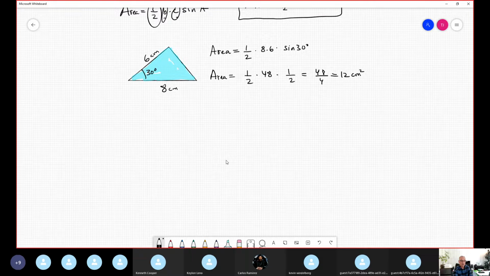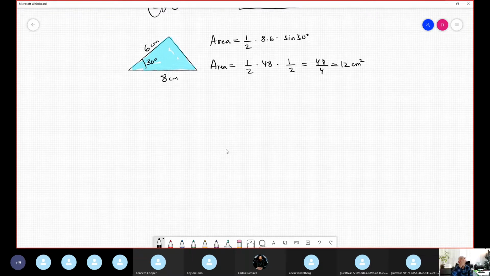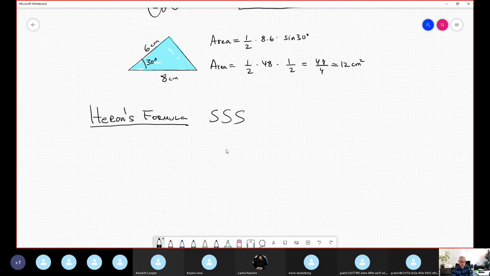Now we have another formula, a little bit more complicated. The name of that formula is Heron's formula. Heron's formula is applied when you have no information about angles. No angle. We have three sides. You need to find the area. Of course, we can manipulate using the law of cosines and find the angle. When you have the angle, you apply the previous formula.